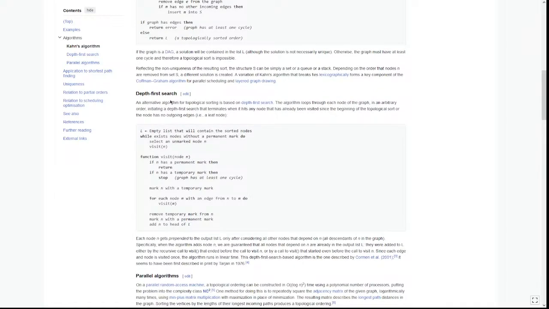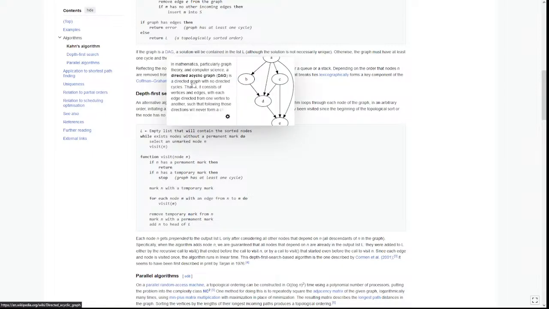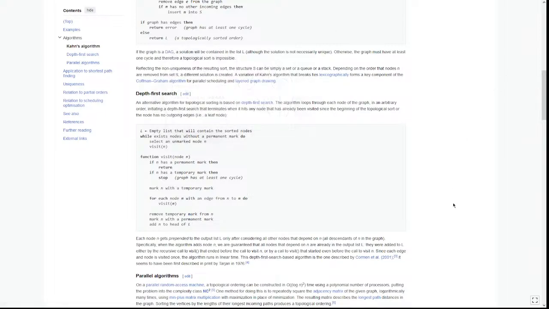Oh wow, depth first search, hell yeah. If the graph is a directed acyclic graph, I still don't even know what it is. Otherwise, the graph must have at least one cycle, therefore topological sort is impossible.